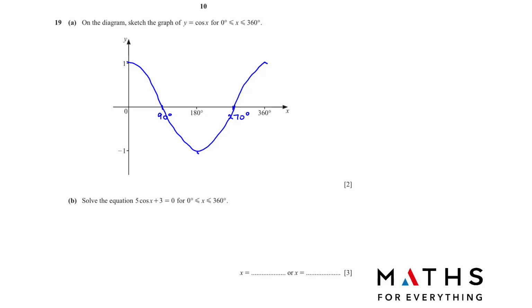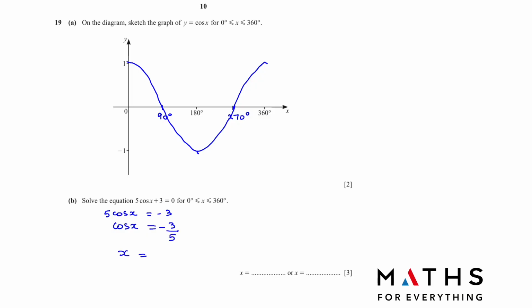Next, solve the equation 5 cos x plus 3 is equal to 0 from 0 to 360. First thing, shift the 3 to the other side. It's negative 3. Second, divide it by 5.